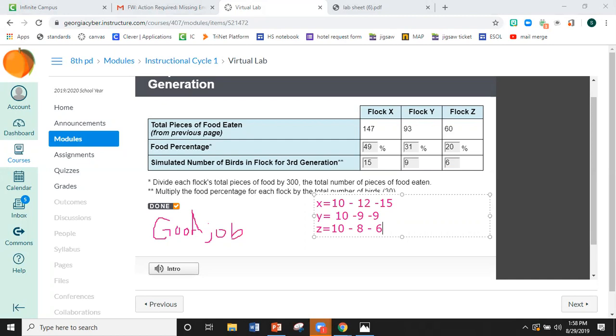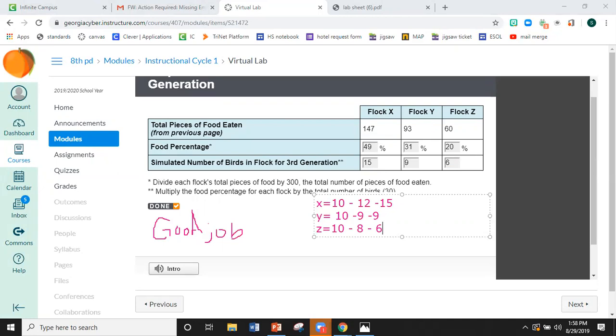What do you think is going to happen if this trend continues? If we were to continue and do some more rounds, what do you think would happen? No more flock Z. Yep, they're probably going to go extinct eventually. And you might have a whole bunch of flock X. And flock Y seems like it'd be pretty consistent.